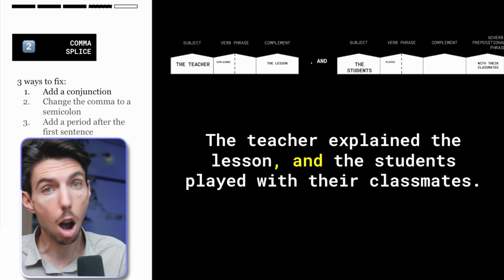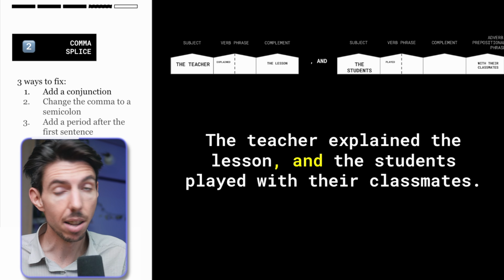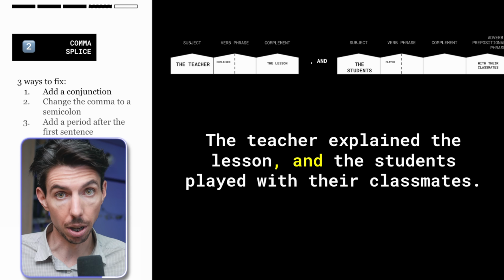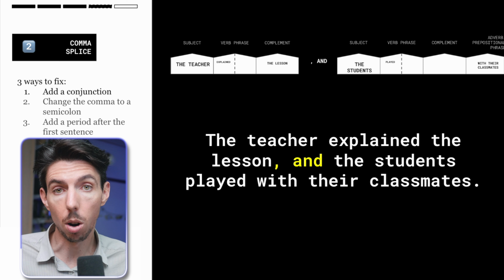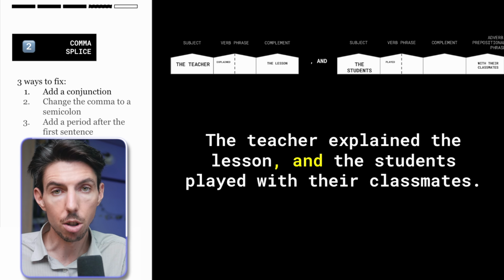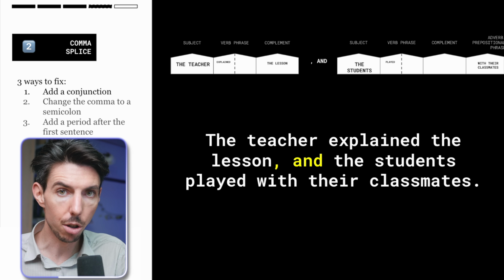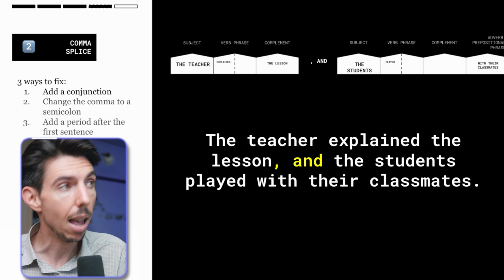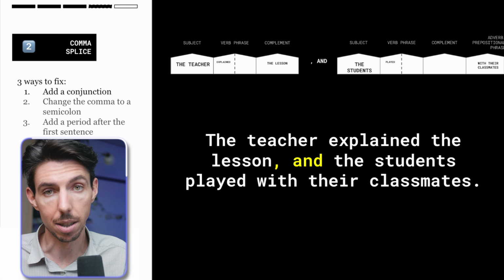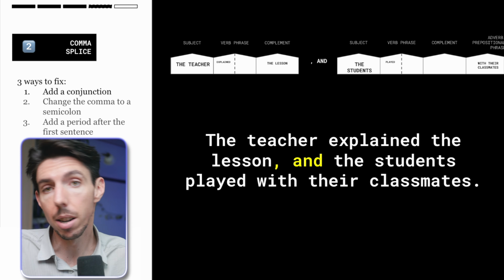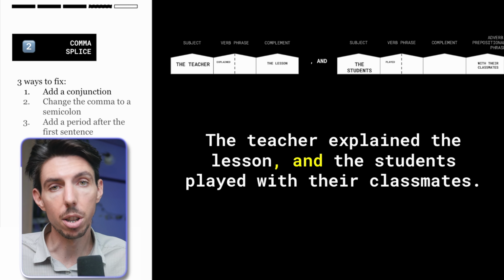So how do we fix these? Well, in the case of the comma splice or the run-on sentence, there are basically three things that we can do. In the first case, you can just add a conjunction. So that could be and, or that could be before if you want to turn it into a dependent clause. You can use a subordinating conjunction. But a connecting word, a conjunction, is something that will join the two clauses into a relationship. So we can have the teacher explained the lesson and the students played with their classmates. Or it could be the teacher explained the lesson while the students played with their classmates. It all depends on what kind of a relationship you want the two clauses to have.